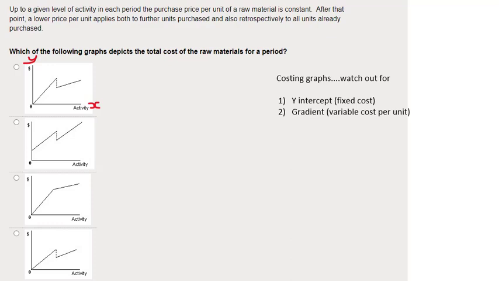Now let's read through the scenario and work out what kind of cost we're looking at. Up to a given level of activity in each period, the purchase price per unit of raw material is constant. Okay, it's raw material. And raw material, I'm already thinking it's a variable cost. Each time I make a unit, I need more raw material. After that point, a lower price per unit applies to extra units purchased and retrospectively, so go backwards, to all units already purchased. Oh, what a strange cost this is.